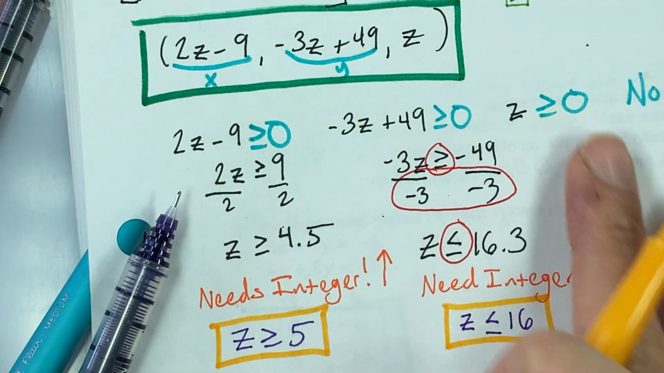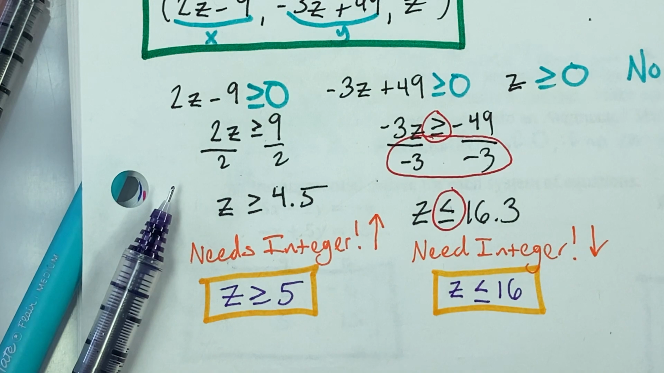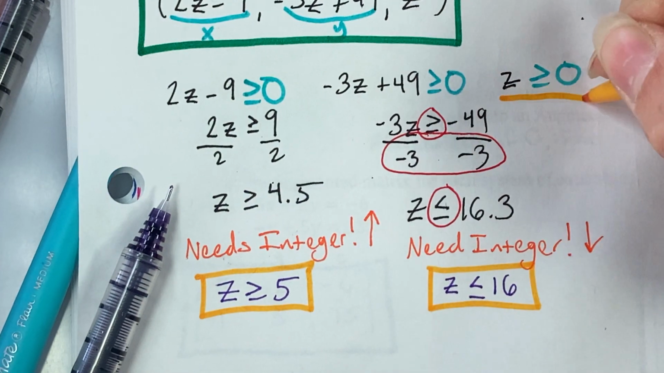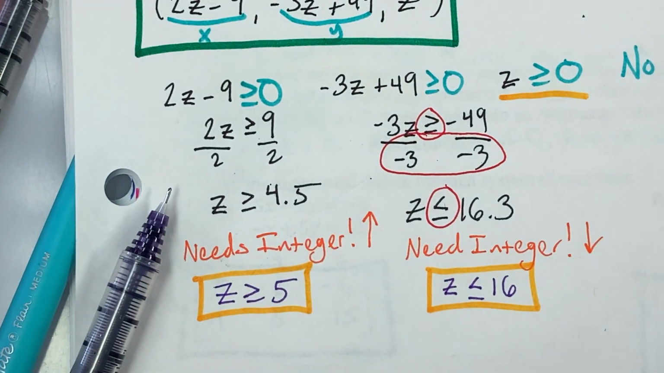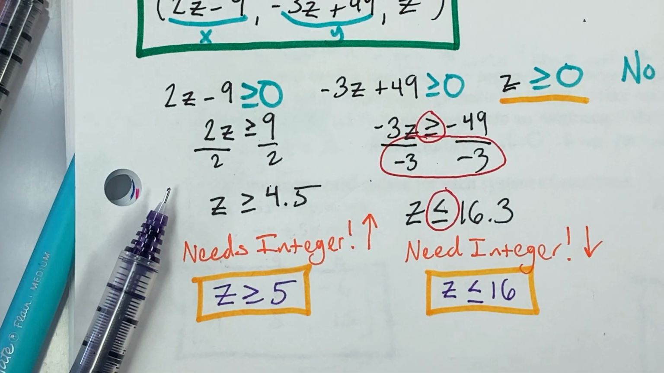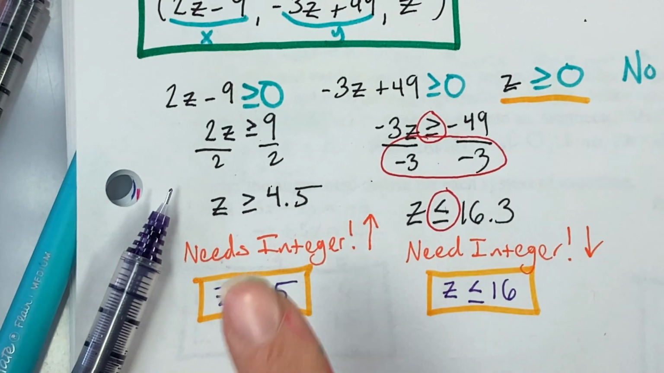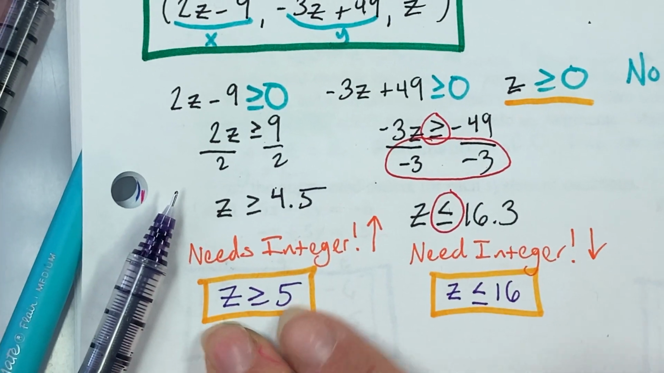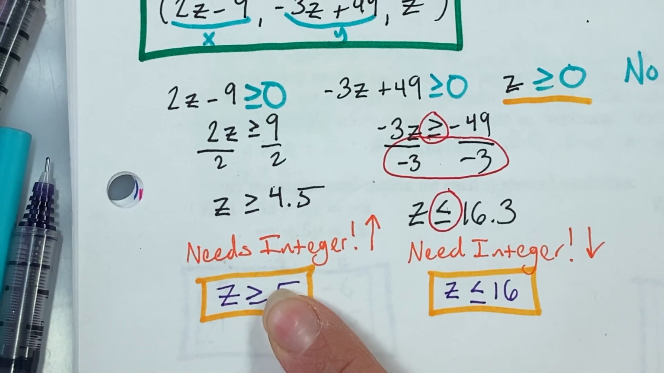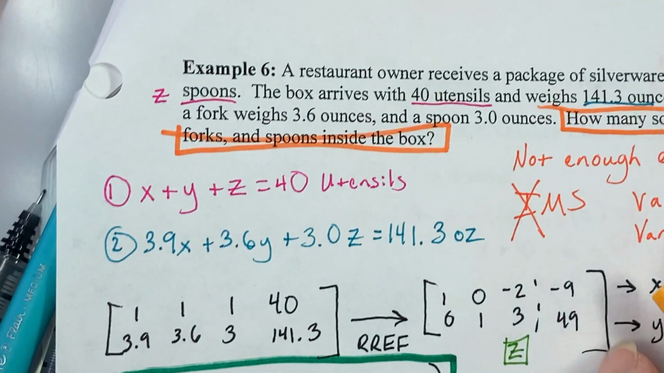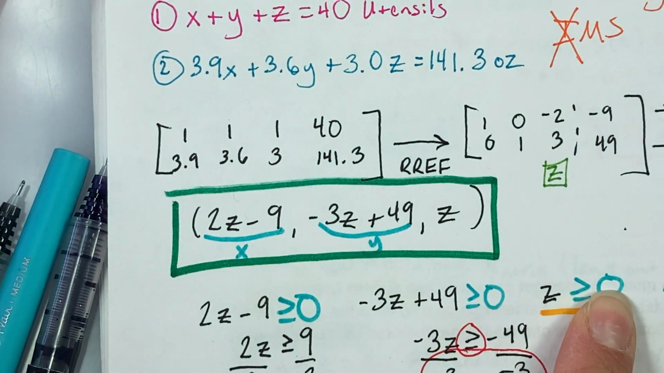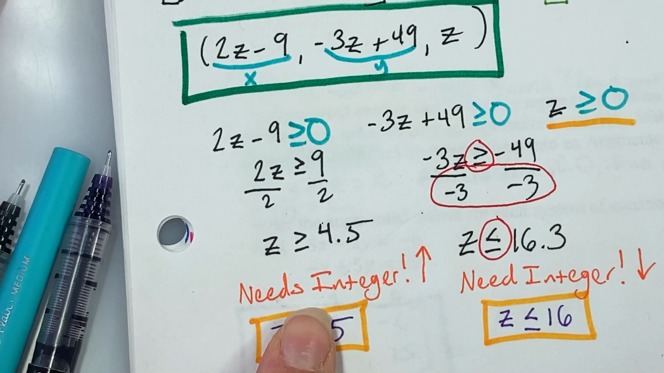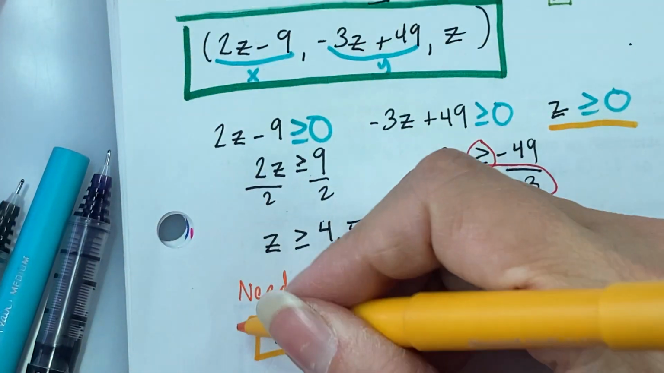And then I've got Z needs to be greater than or equal to 0. Now, that may be true, but since this one says Z needs to be greater than or equal to 5, which one overrides the other one? This one, because this says, hey, if you go less than 5 over here, you're going to get negative knives. So even though Z greater than or equal to 0 is okay for the spoons, this restriction overrides that one.